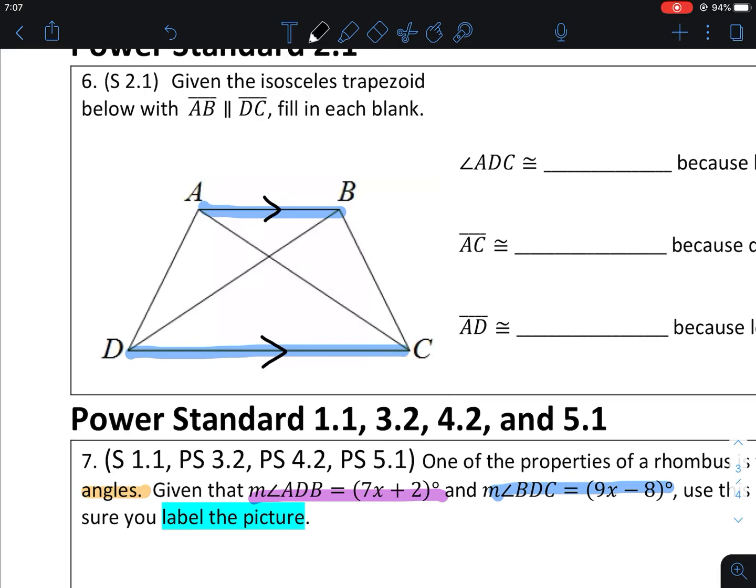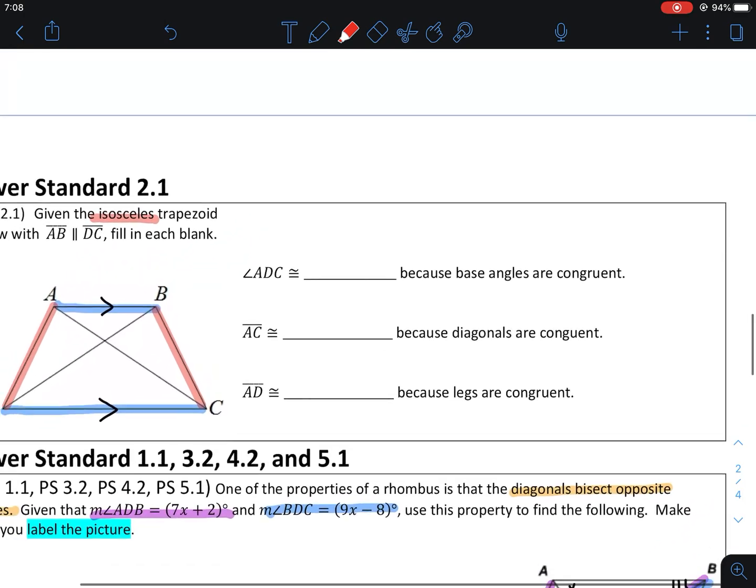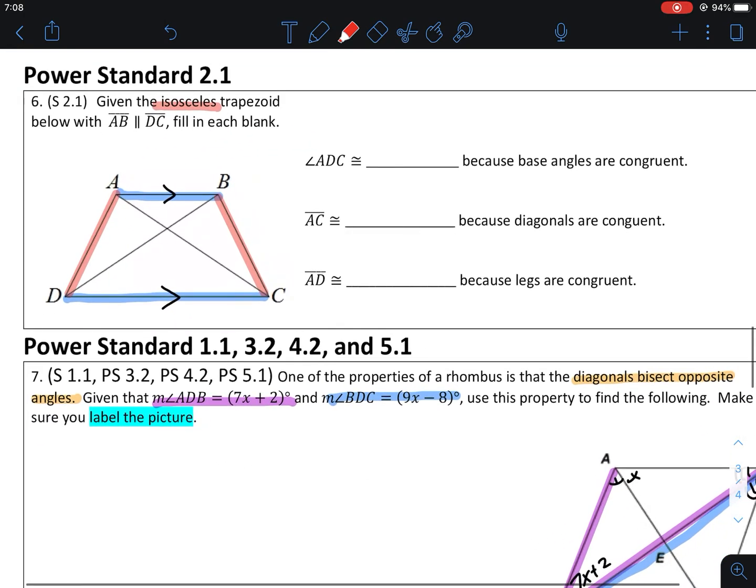What that tells us is that AD and BC are the legs of my trapezoid. So AD and BC are the non-parallel sides. Those are our legs, and because it's isosceles, we know that they're congruent. So let's go ahead and read the properties that we're given.